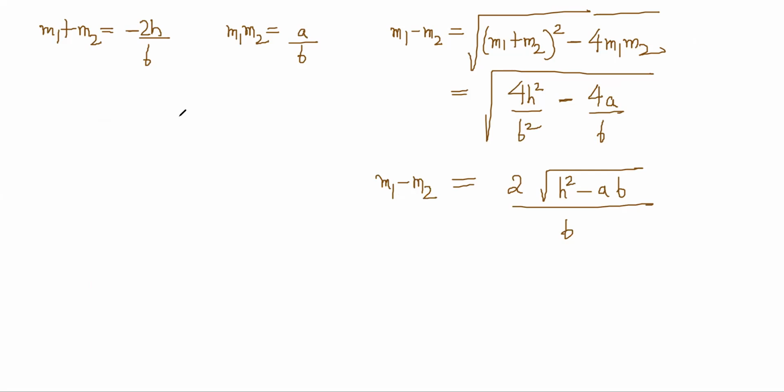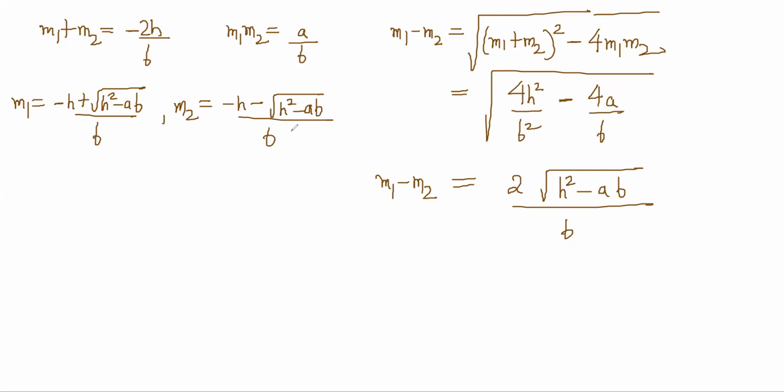Once you have m1 minus m2, actually we have already derived it: we already knew that m1 was minus h plus root over h square minus ab by b, and m2 was similarly found. We don't need to do that again. But this is important to know because sometimes you need to find the angle between the two straight lines. The equation can be given, and you can be told that this is a line pair, find the angle between the two straight lines.